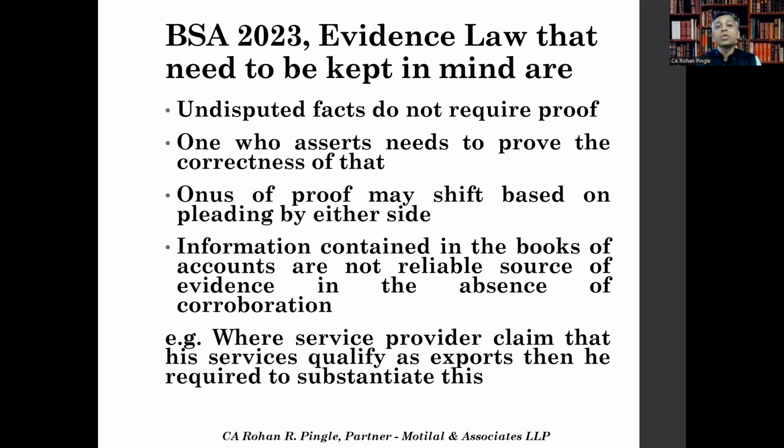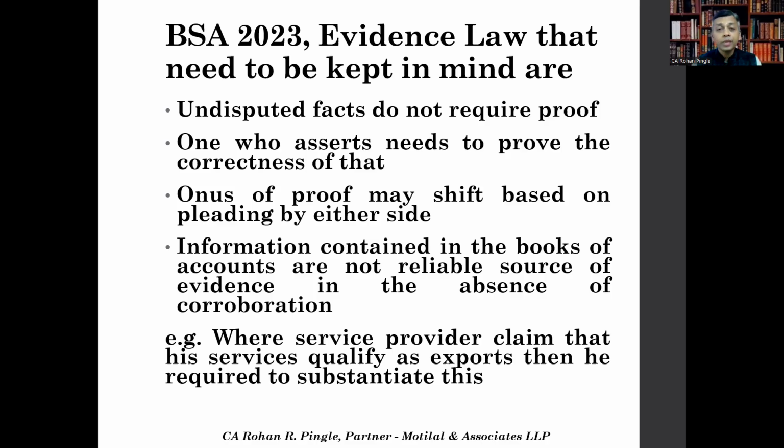So let's see BSA 2023. Evidence needs to be kept in mind. Undisputed facts do not require what? Proof. One who asserts needs to prove the correctness of that. The onus of proof may shift based on the pleading by either side. Information contained in the books of accounts is not a reliable source of evidence in the absence of corroboration. For example, where a service provider claims that his services qualify as export of services, then he is required to substantiate that particular fact.